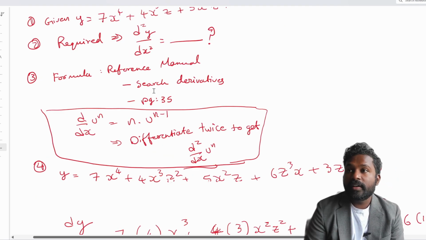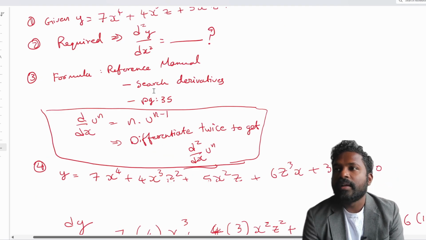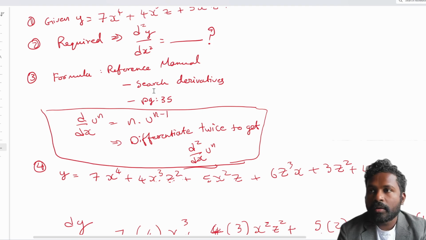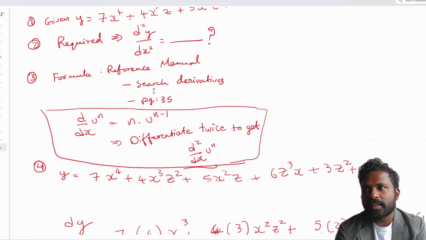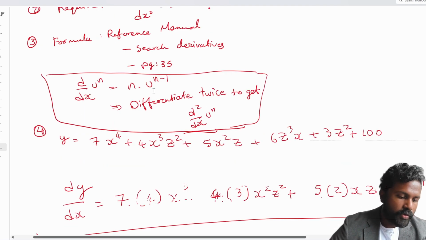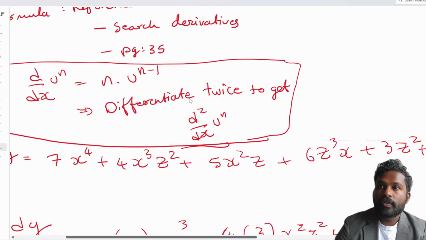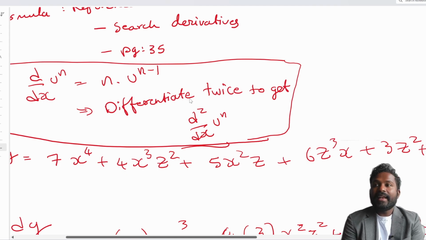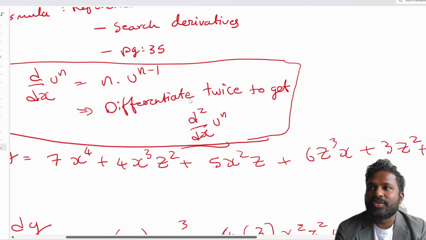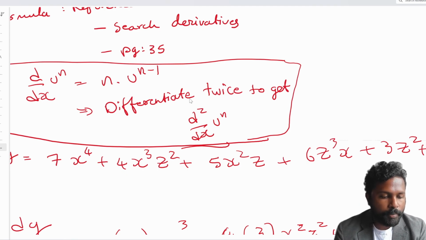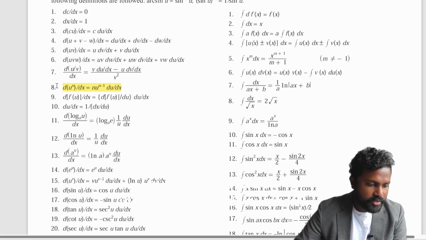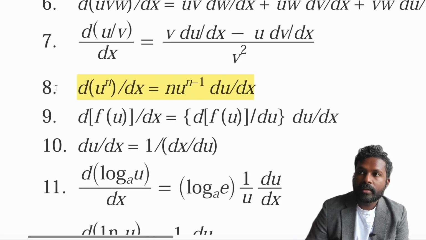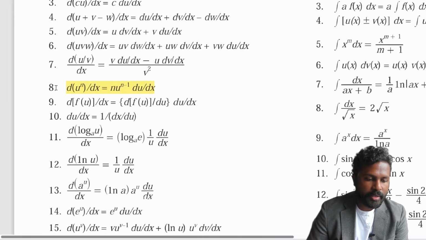Now the formulas for derivatives will be on page number 35. You can reach there by simply going to your search and putting derivatives, or you can use your bookmarks, go to the mathematics section and find derivatives and integral formulas on page number 35. You will find this formula d by dx of u power n is equal to n into u power n minus 1. That is the formula you will find on page 35. I will just show you real quick so you have an idea. So this formula number 8 is the formula that we'll be using in this chapter.